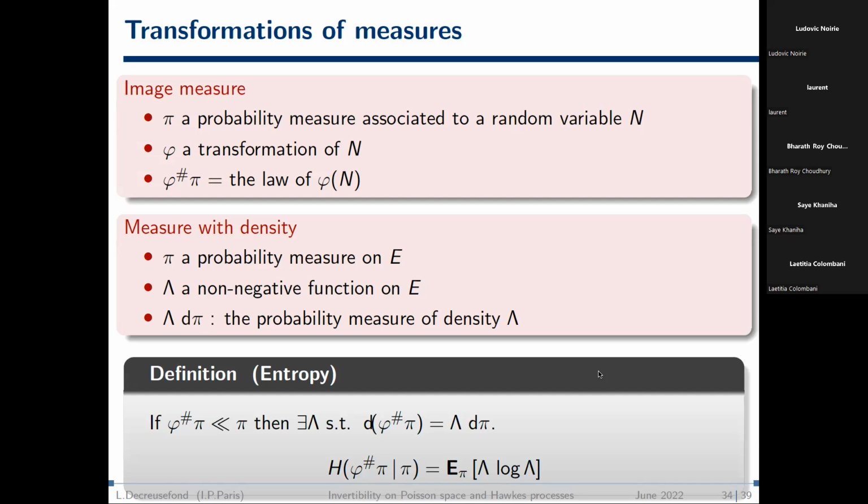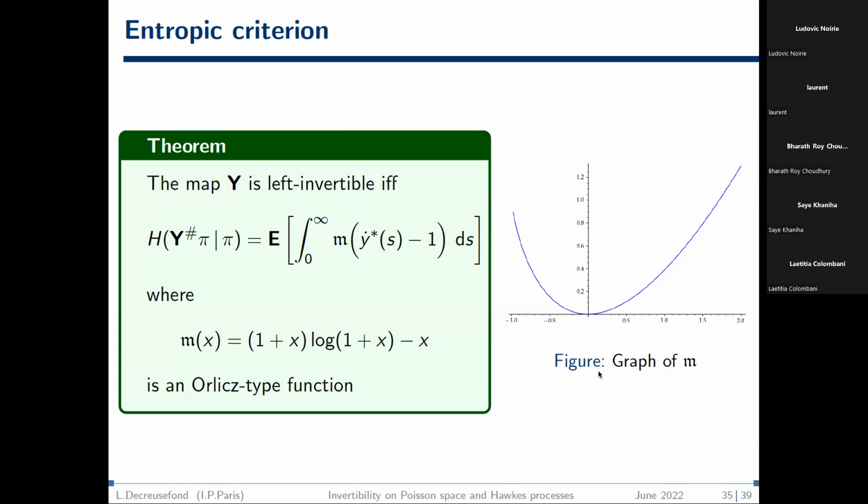phi-hashtag-pi relative to pi is the expectation of lambda log lambda, if lambda is the density of phi-hashtag-pi with respect to pi. Okay, and the entropy criterion is the same. The map Y is left invertible if and only if the entropy of Y-hashtag-P relative to pi is the expectation of this quantity, where m of x is (1 plus x) log of (1 plus x) minus x, so it's this function.